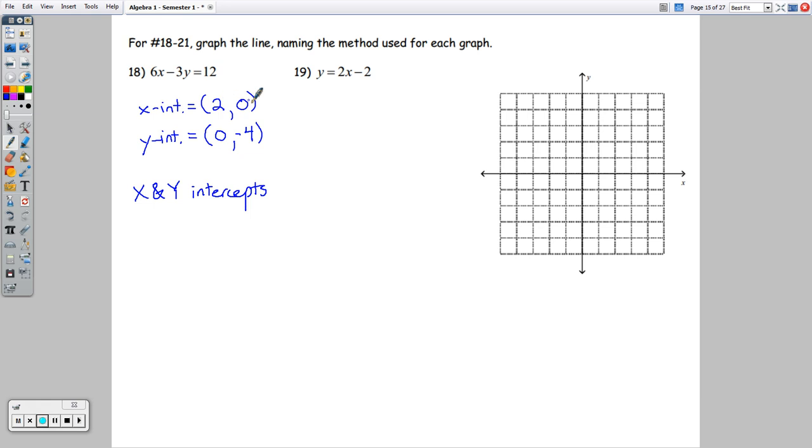And then just plot those points and connect them with a line. So 2, 0 would be 2 to the right, 0 up and down. 0, -4 would be right there. Connect those with a line.